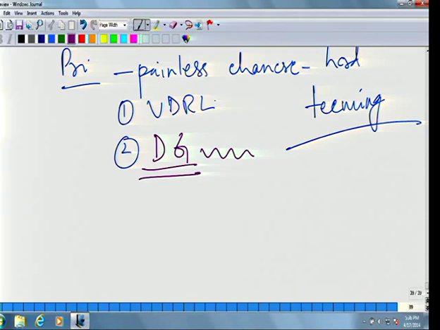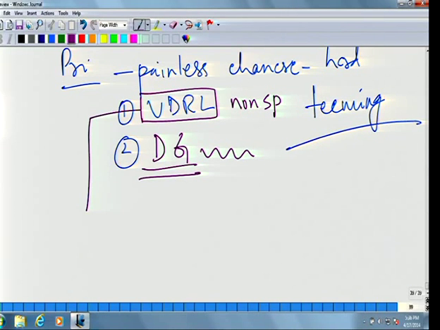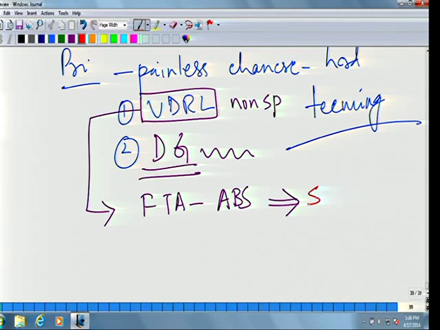Now, the question that is often asked is, what are you testing in the VDRL test? What type of antibodies? Non-specific antibodies. So it's a good screening test. How will you confirm? FTA-ABS. What type of antibodies is this? Is it non-specific or specific? These are specific treponemal antibodies. So VDRL is non-specific and FTA-ABS is a specific antibody test.